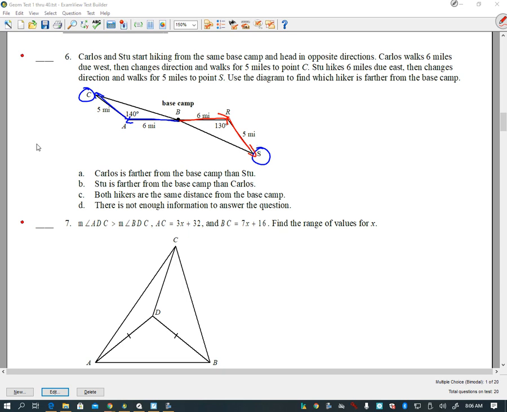Does anybody know? Who's furthest away? Carlos? You're correct. Yes, Carlos is further away. Can anybody tell me why?